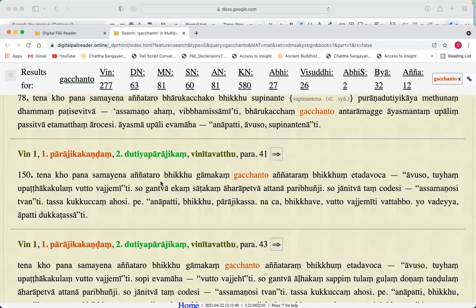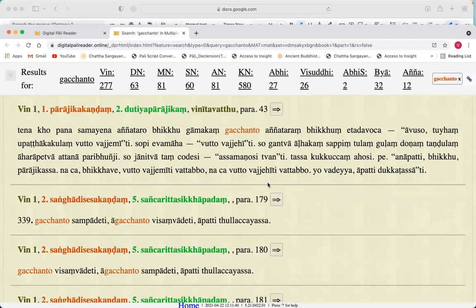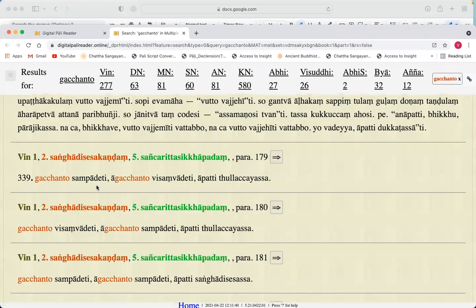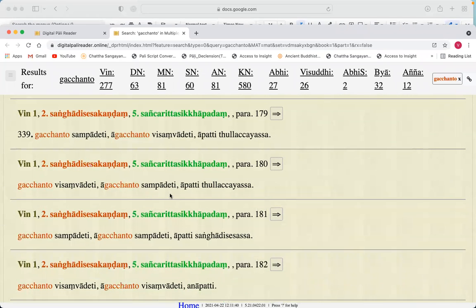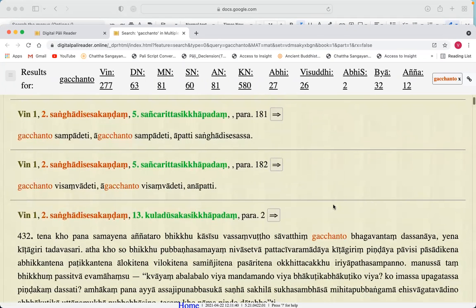And another one: dinakobana samayina inyadro beku gamakan gichando. Here also singular. Another one: inyadro beku gichando, and then gichando sambaditi. Here gichando is the subject, and sambaditi is singular, so that is also singular. And agechando wisanwaditi is also singular. Agechando samabedi, gechando samabedi, gechando wisanwaditi.